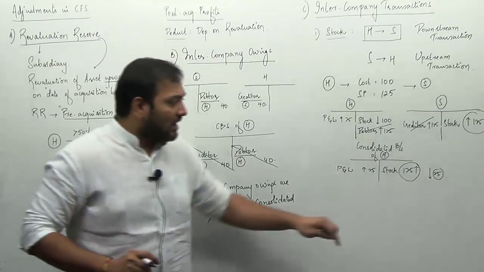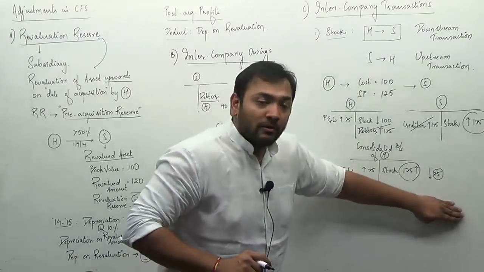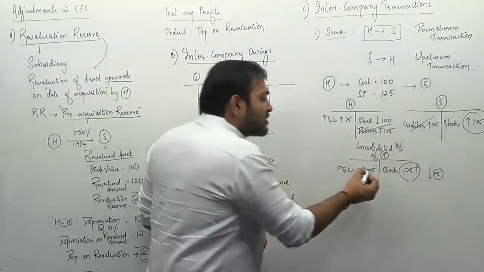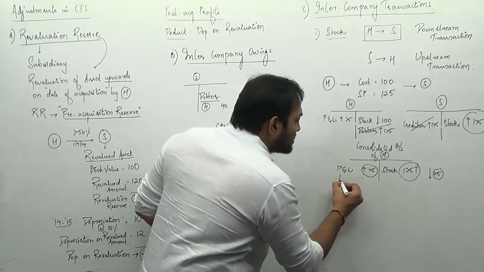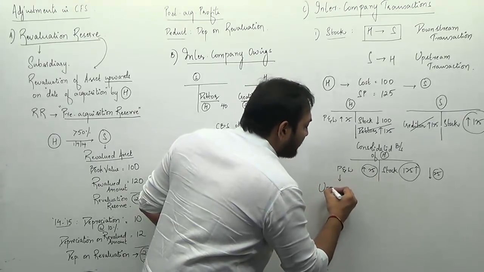Now this is the criteria. I have to reduce this stock. At the same time, this profit, whatever you got here, this profit is now called unrealized profit.